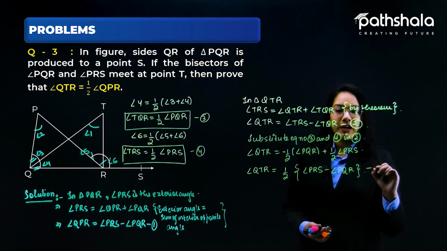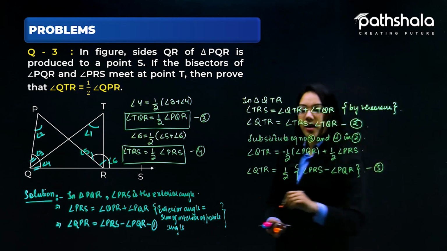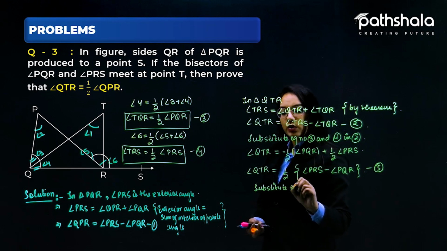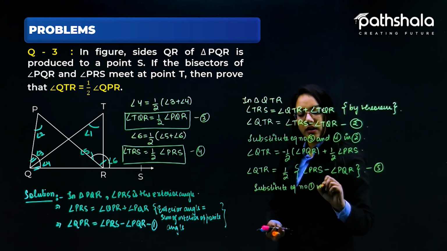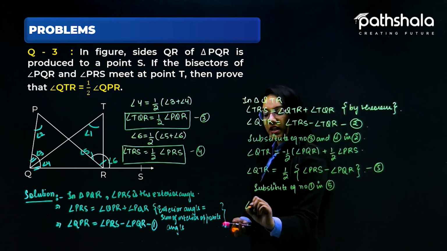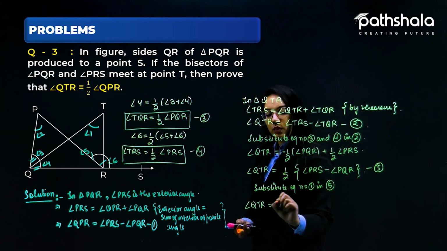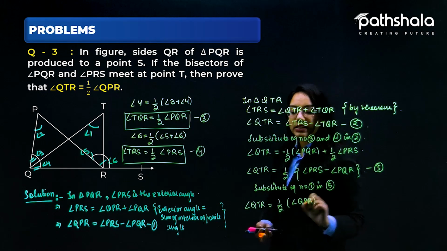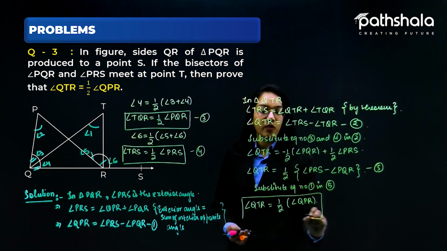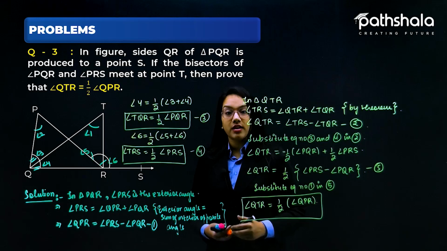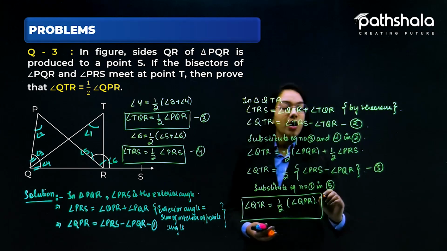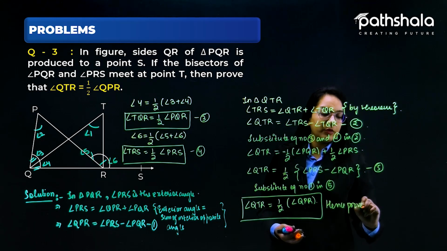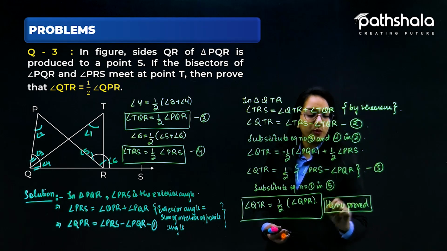Let us call it equation number 5. Substituting equation number 1 in 5, we get QTR equal to half of the angle QPR. This is exactly what we had to prove, that the angle QTR is half of the angle QPR. Hence proved.